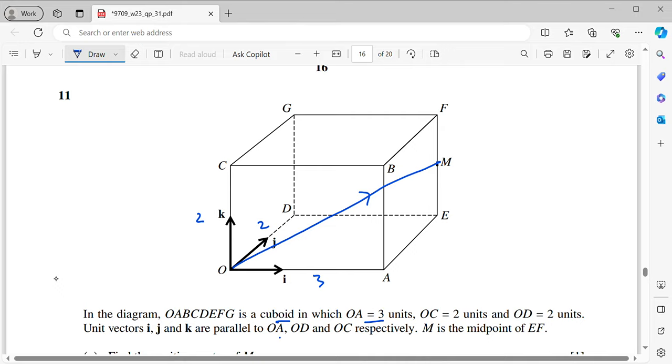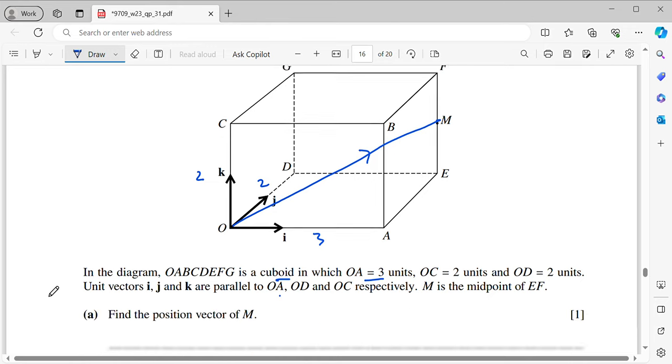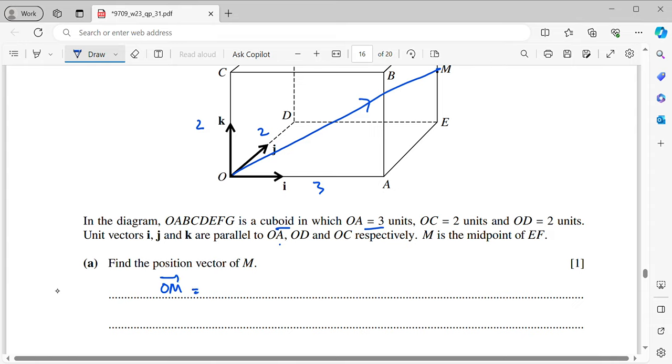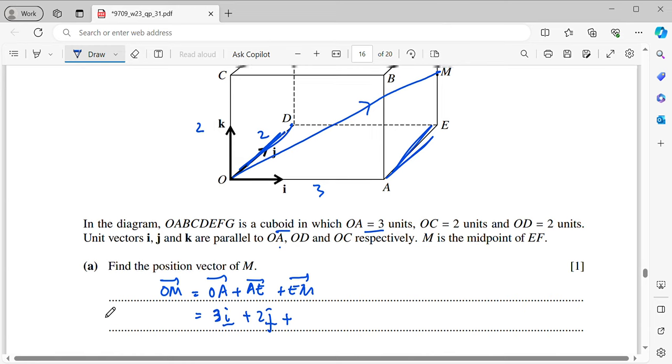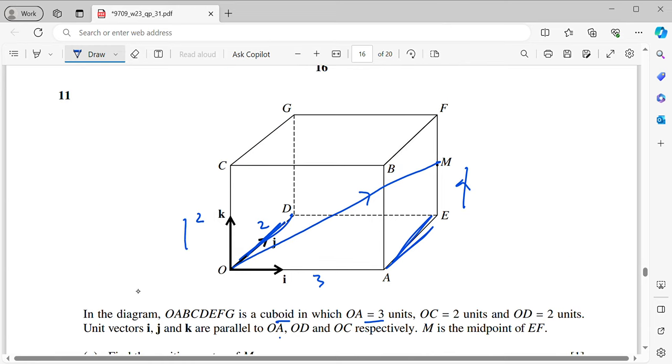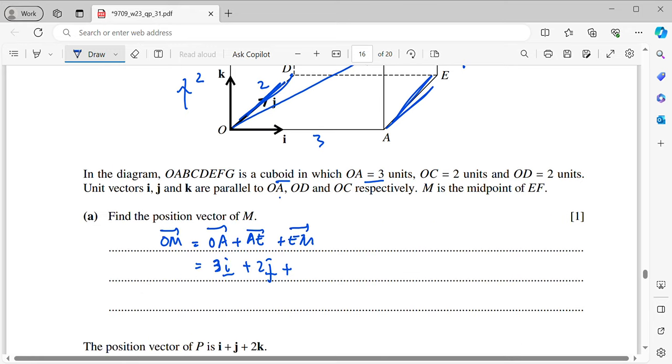So position vector of M, to get the OM. OM is OA plus AE plus EM. So the OA is 3i. AE is parallel to OD, therefore is 2j. EM is parallel to OC, but then since the M is the midpoint, so we know that here is 2 units, that means EM is only 1 unit, so it will be 1k. So that is our OM.